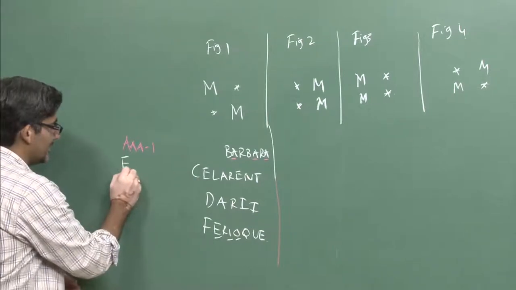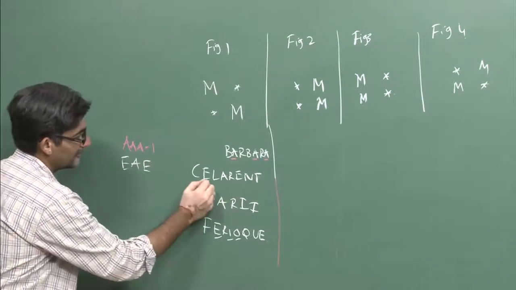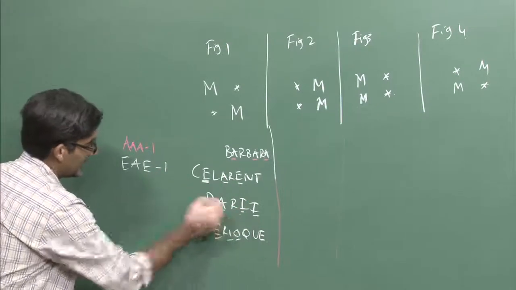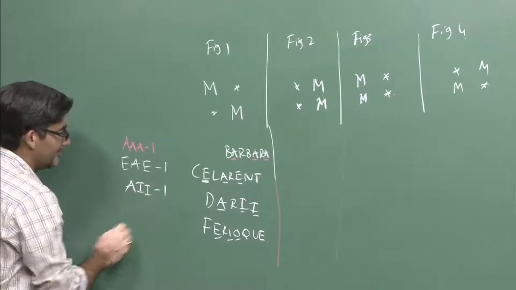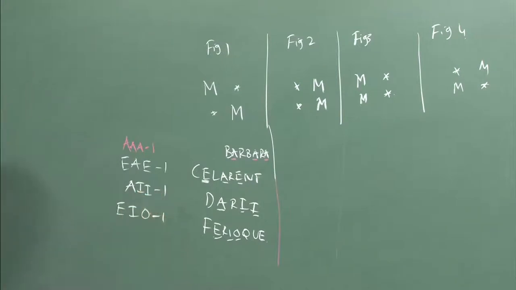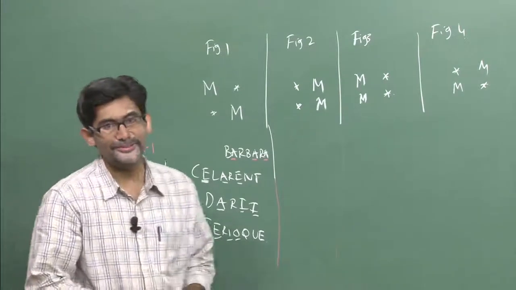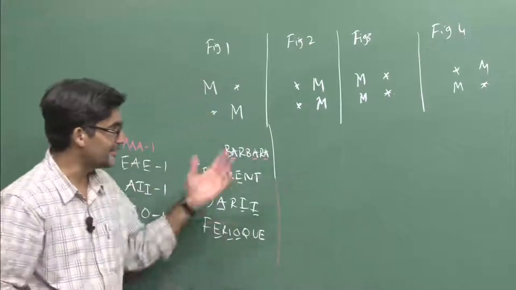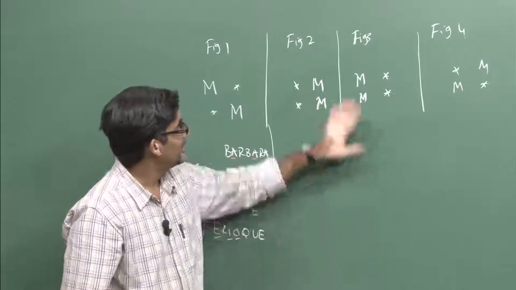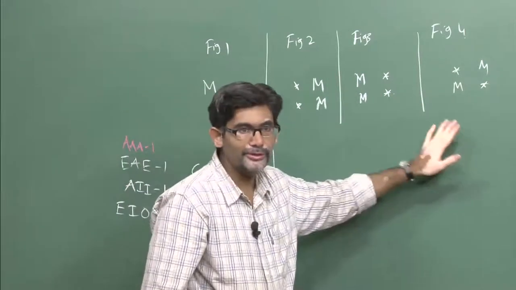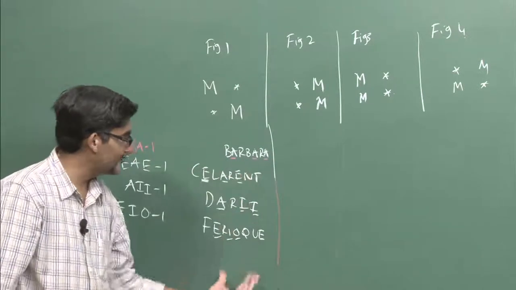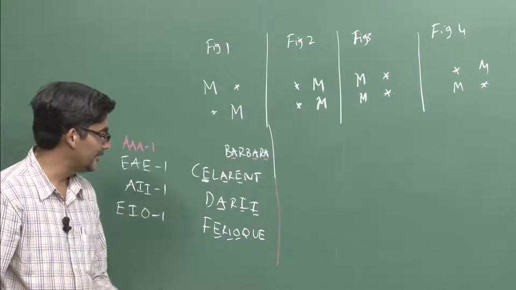So now this is E, A, E, and we need to look for the vowels here, and then in this case A, I, I, and then in this case E, I, O, and of course this is figure number 1. So what we will be doing in the next 10 minutes is trying to reduce the syllogisms that fall under figure number 2, figure number 3, and figure number 4, and convert them into the standard perfect moods which fall under figure number 1.